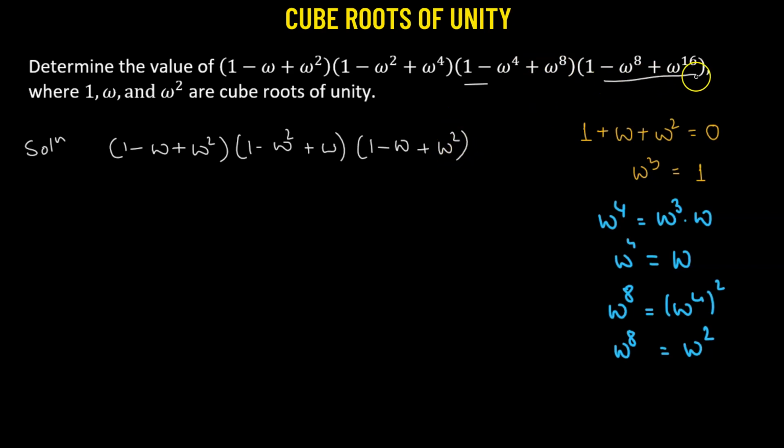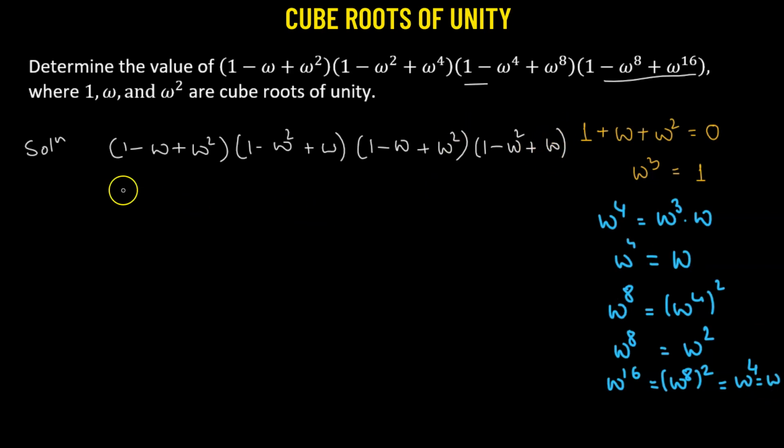Coming to this final expression, which is 1 minus omega raised to the power of 8, omega raised to the power of 8 becomes omega squared. And we have omega raised to the power of 16. Let's find its value. Omega raised to the power of 16 is equal to omega raised to the power of 8, whole squared. Omega raised to the power of 8 is equal to omega squared. So we have omega squared raised to the power of 2, which is omega to the 4. And we know that omega raised to the power of 4 is simply omega. So that means we have plus omega.